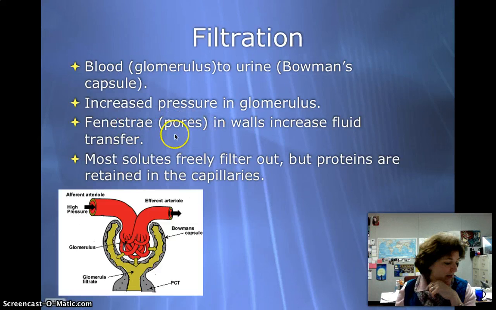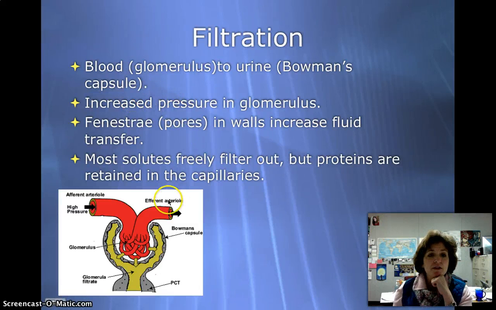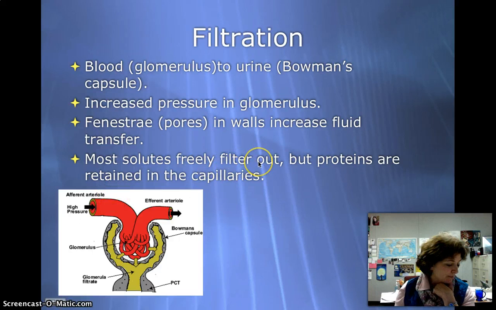So these fenestrae, or pores in the wall, will increase fluid transfer. We talked about that increased pressure in the glomerulus because of the big afferent arteriole sending blood in and the small efferent arteriole taking blood out. So most solutes will freely filter out, but the proteins are retained in the capillaries. Big things like all the blood cells should stay in the capillaries, any large proteins floating around, some of the polypeptides, but most of the other things will filter through that system.